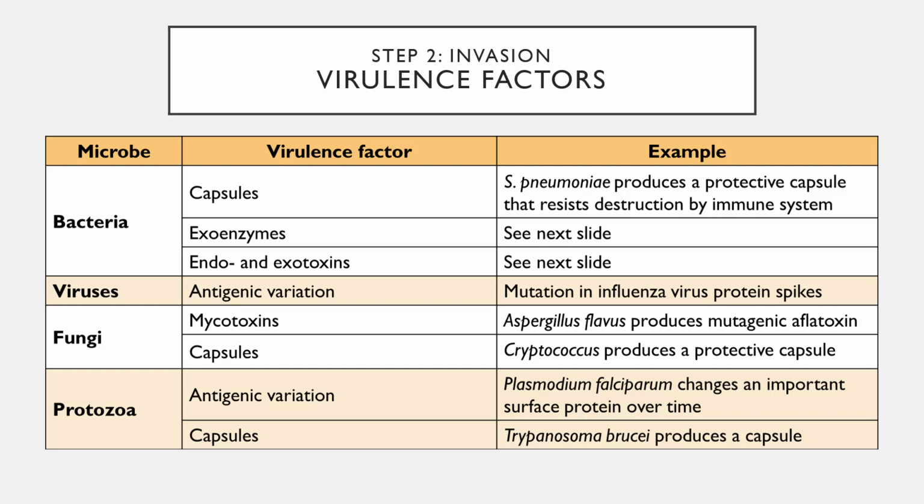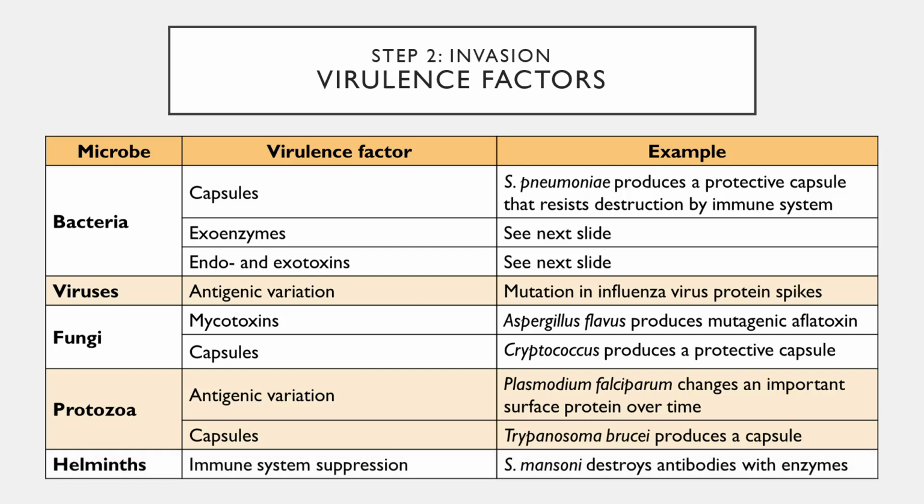Helminths, parasitic worms, exhibit some virulence factors, but the one that we want to mention that is different from any that we've seen so far is immune system suppression. For example, Schistosoma mansoni destroys the antibodies that host organisms can produce using special enzymes, and in this way are able to suppress the immune response, which would normally destroy the parasite.